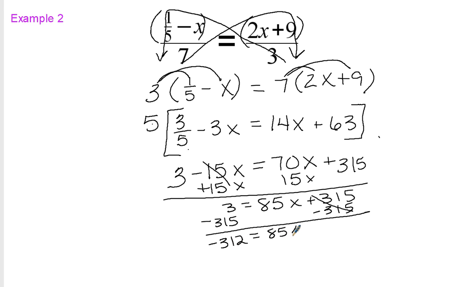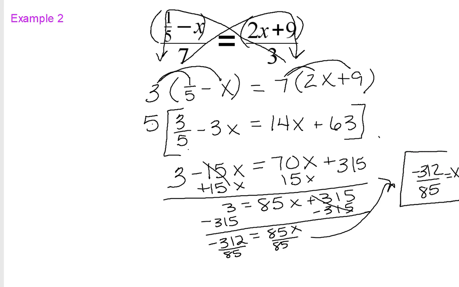And I forgot my x right here. Divide by 85, divide by 85. I'm going to move it on up here. So I have negative 312 over 85 equals x. Now I can see that 3 can go into those for sure. I bet there's something else that can. Well, let's go ahead and do, no, 3 can't. Well, let's go ahead and leave it, I guess.